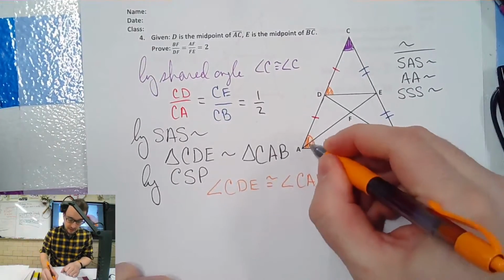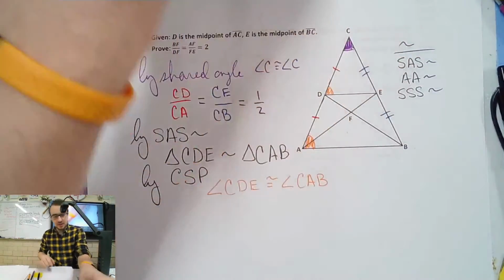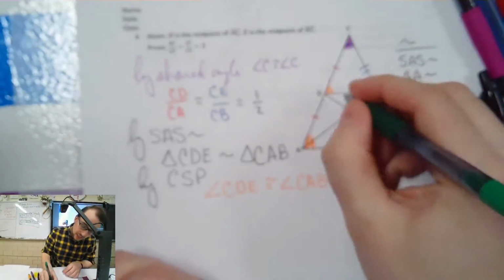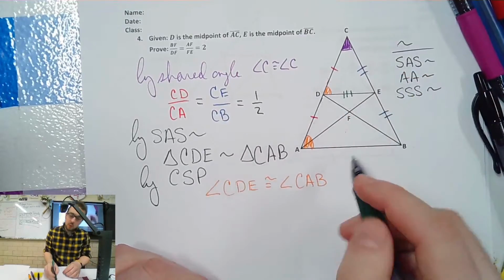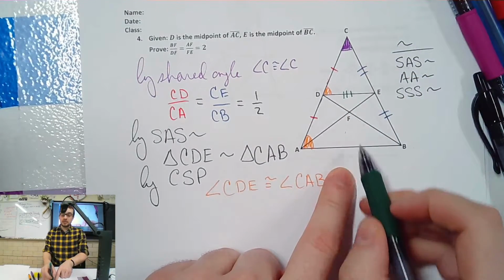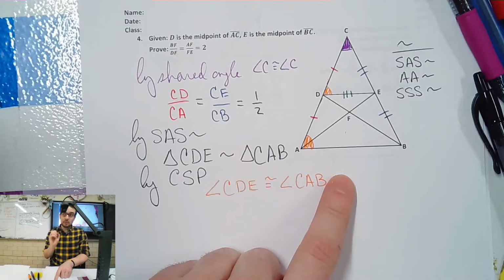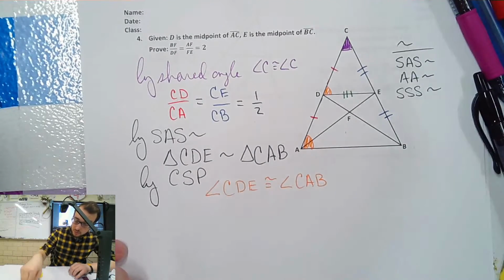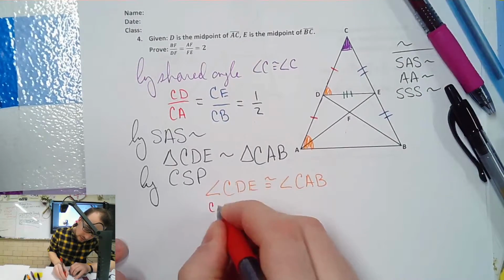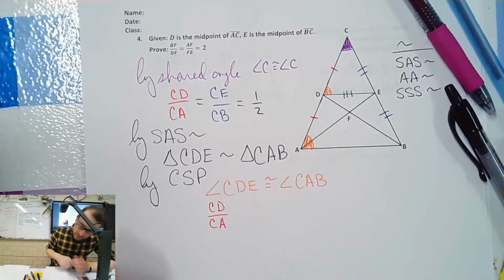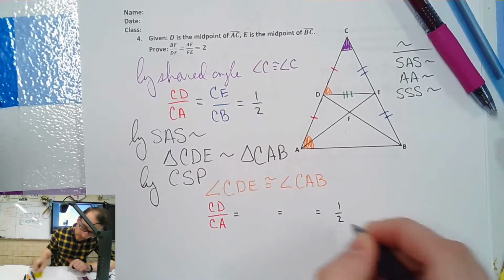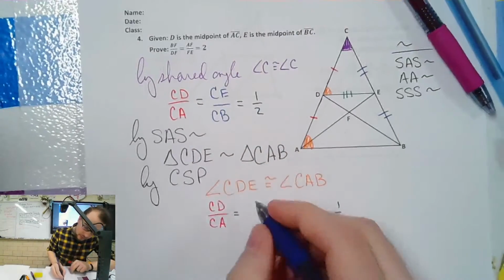Now that I've got that, I can also say that this side right here will be proportional to this. Not congruent, right? We're not saying they're the same, but that they will be proportional. So I'm going to say by CCP as well, or CSP as well, I know that CD relates to CA. The same way CE relates to CB.